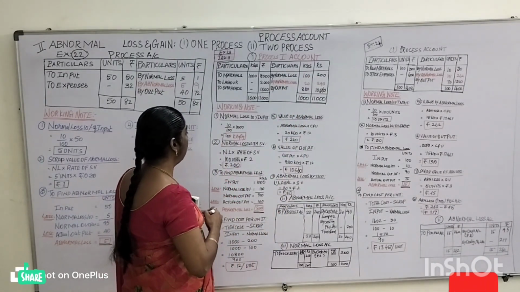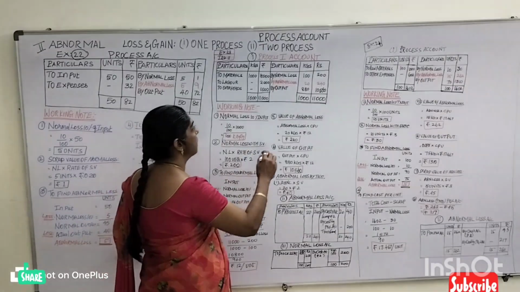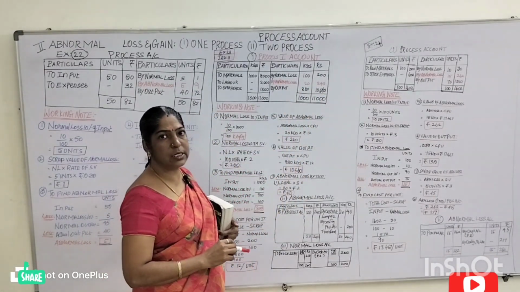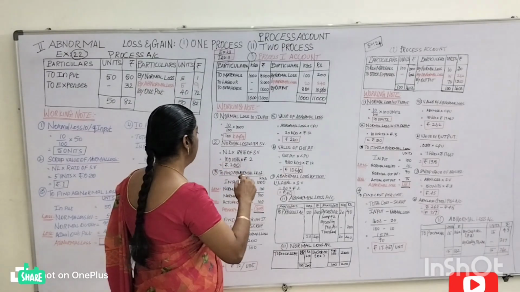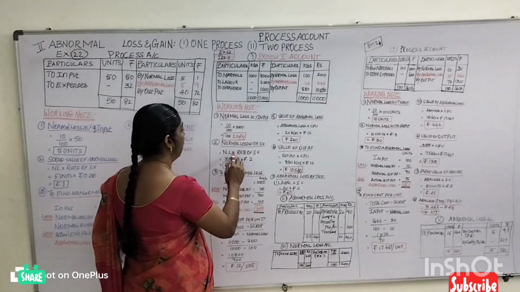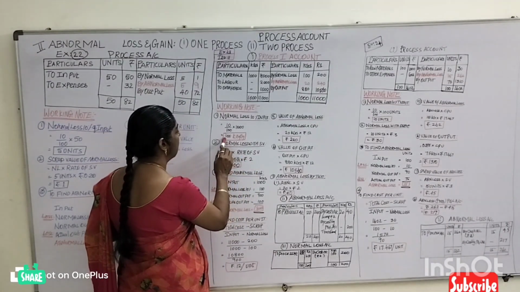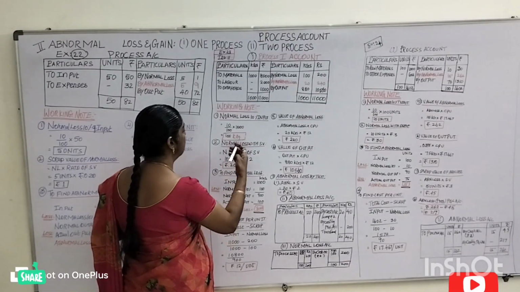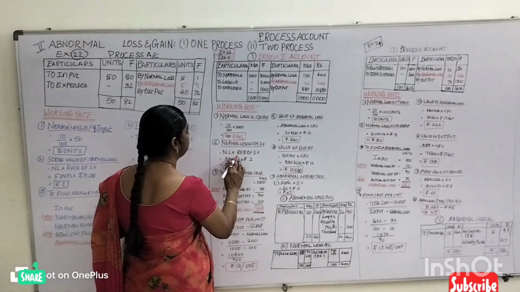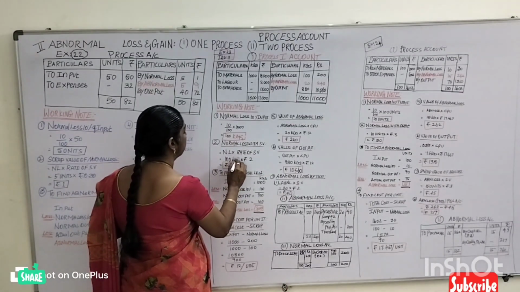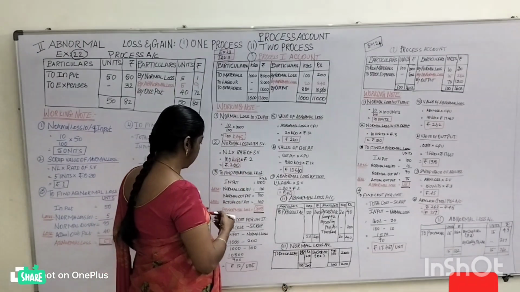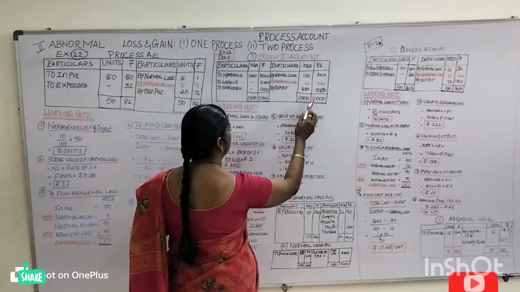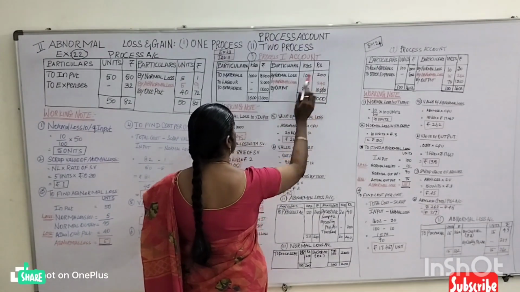Then what do we have to do? We are going to find out the scrap value of the normal loss. How much scrap value did they give in the question? They gave 2 rupees scrap value. Normal loss is how many kgs? 100 kgs. Okay, so 100 kgs into 2, how much do you get? 200 rupees. Okay, so for the normal loss with the scrap value you got 200 rupees entered.